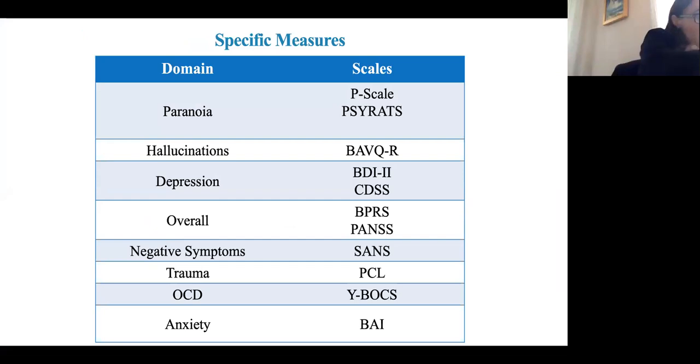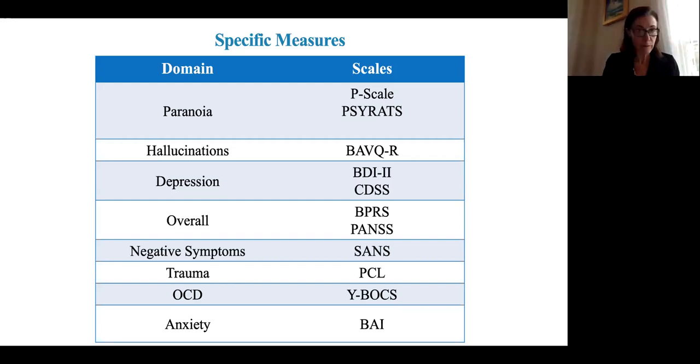Let me make sure that that's true. Yes, so the P scale is one of the handouts that you have. That is a measure to assess paranoid beliefs. It's a super simple measure. It probably takes 4 minutes. We're going to demonstrate a little bit how it would be to do that.